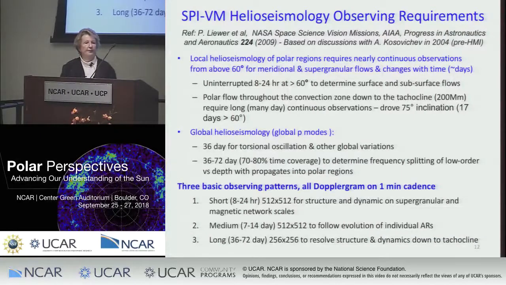this was based on discussions with Sasha Kosovichev, and this was done probably pre-HMI, so these may change. But just to give you a rough idea, local helioseismology has different kinds of observations. If you want to get surface and subsurface flows, you tend to need uninterrupted observations, but they're only like 8 to 24 hours. But if you want to get down to the tachocline, this is where you start requiring, like, 17 days above 60 degrees.